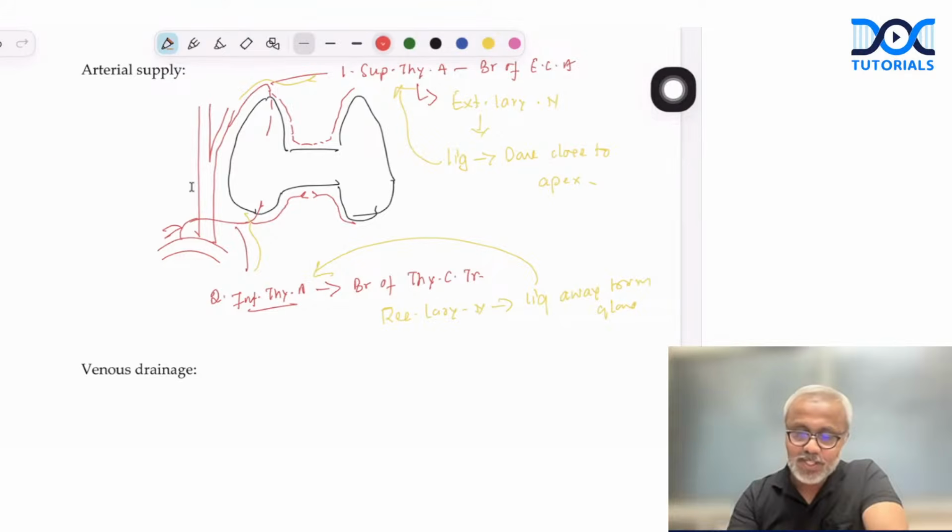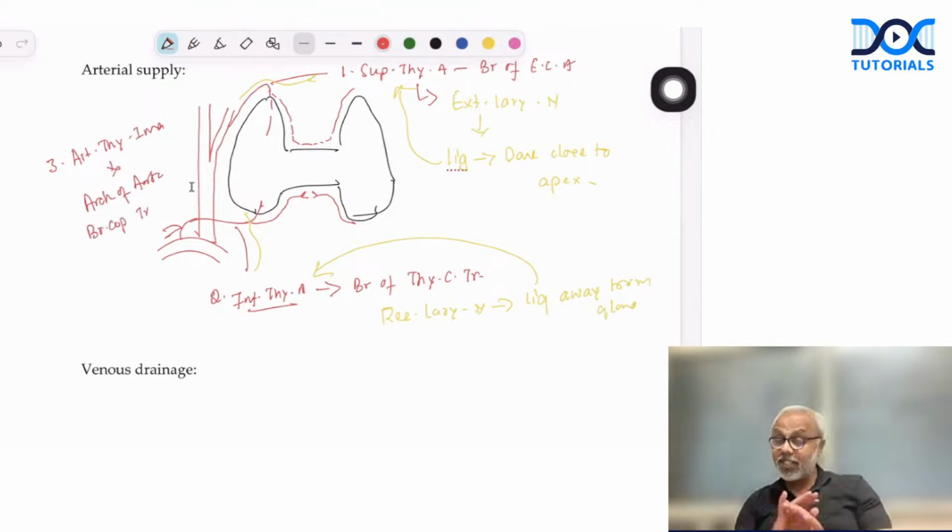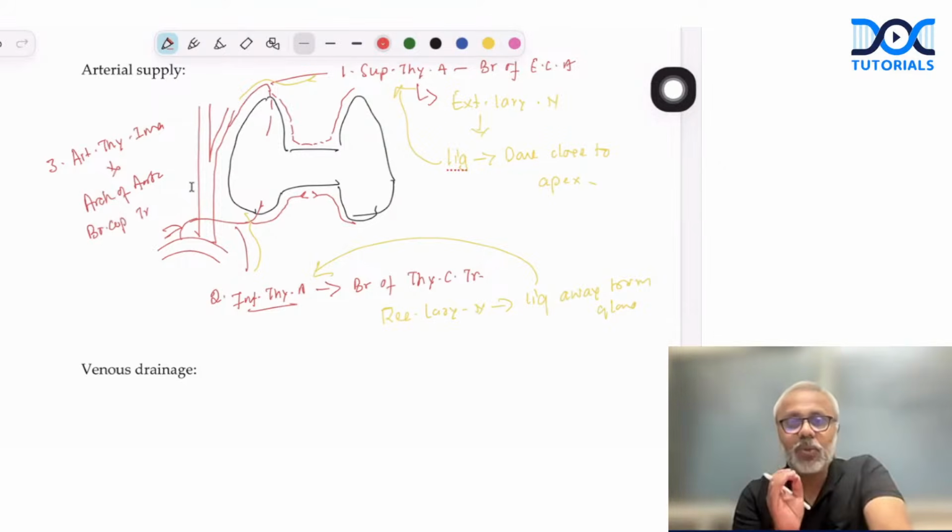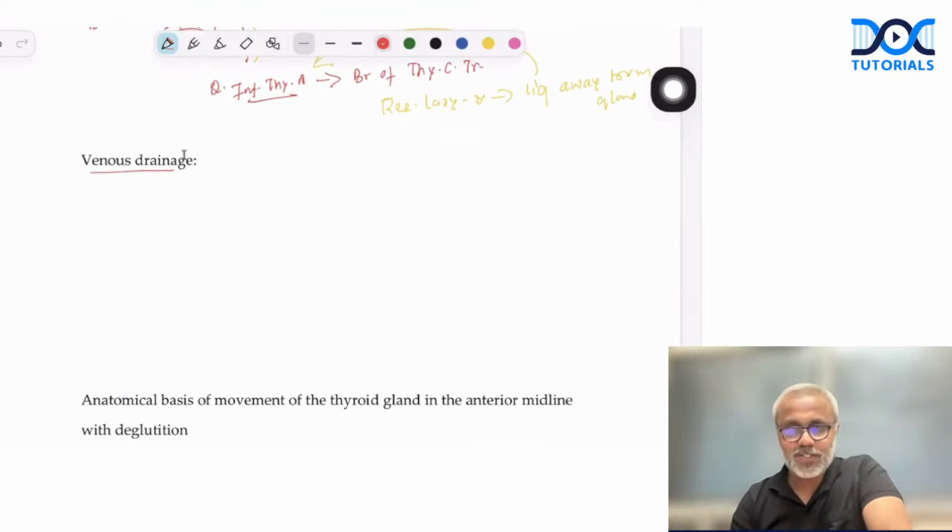In addition to this, we can have the third artery, which is called arteria thyroidea ima. This usually arises as a branch of the arch of aorta or the brachiocephalic trunk. This is not present in all of us. This is present only in 10% of individuals. When present, this arises from the arch of aorta or brachiocephalic trunk. Then, what about venous drainage?